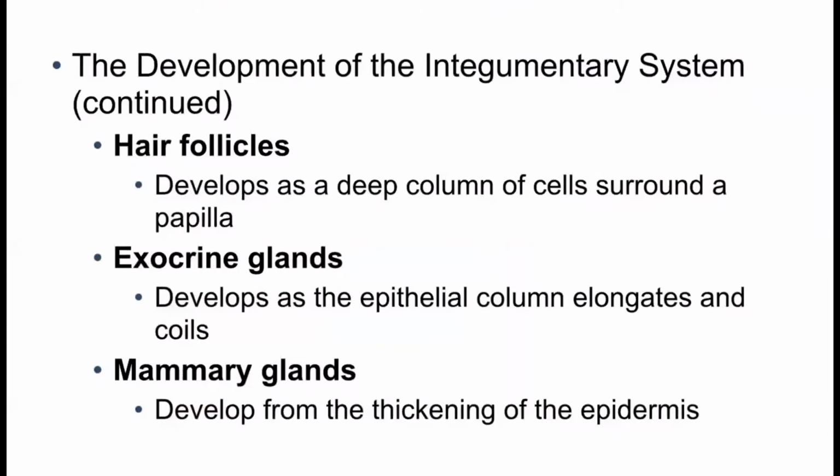All right, hair follicles start to develop. They develop as a deep column of cells surrounded by a papilla. The exocrine glands develop as your epithelial columns elongate and start to coil around. Remember, the ducts of exocrine glands are coiled. And mammary glands start to develop from the thickening of the epidermis. So you've got your hair follicles, your exocrine glands, and your mammary glands starting to develop. Exocrine glands release their contents where?